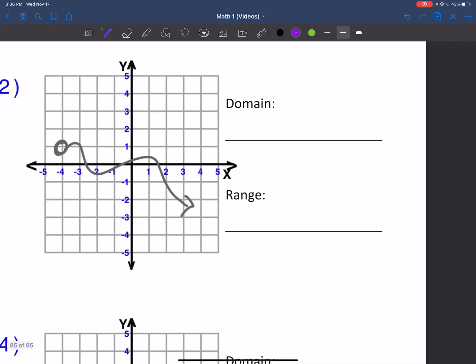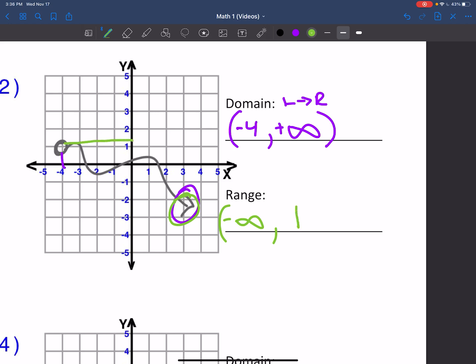Number 2, the leftmost side for the domain, because domain's left to right, is a -4 with an open bracket. On the right we have an infinity, and since it's on the right it's positive, open bracket. The range, the bottommost, is an infinity, and since it's on the bottom it's negative. Up top we have 1 with an open dot, so we use an open bracket.